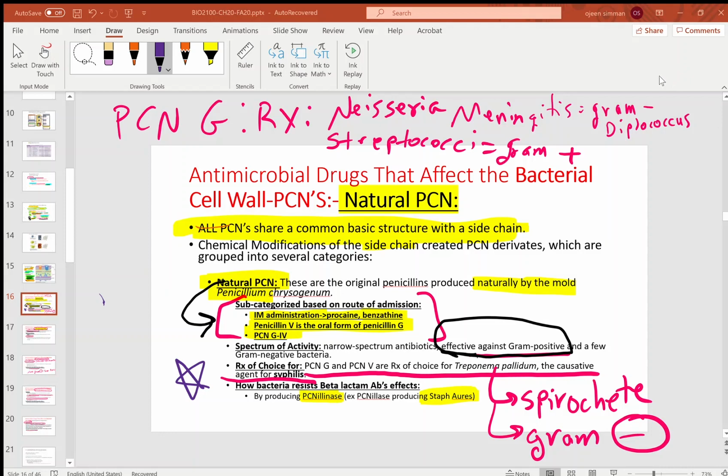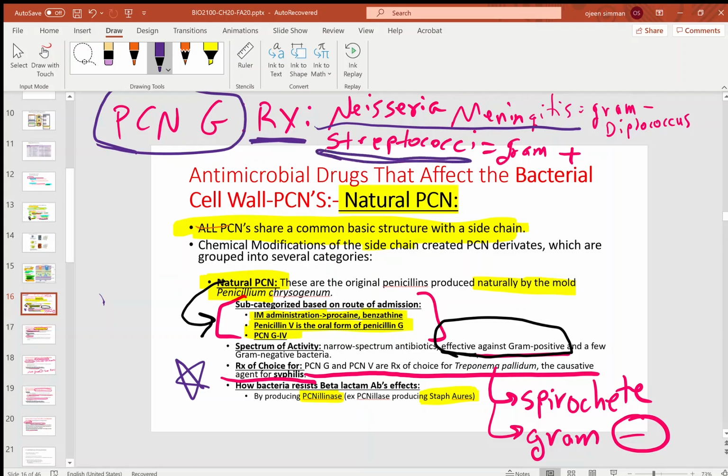What else? Penicillin G is used to treat the bacteria called Neisseria meningitidis, which causes meningitis. Neisseria meningitidis is a gram-negative diplococcus bacteria. I also want you guys to know that penicillin G is used to treat Streptococcus. Remember, Streptococci are gram-positive. We should know that by now.